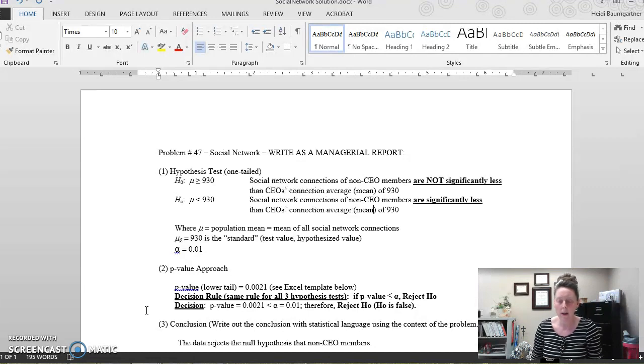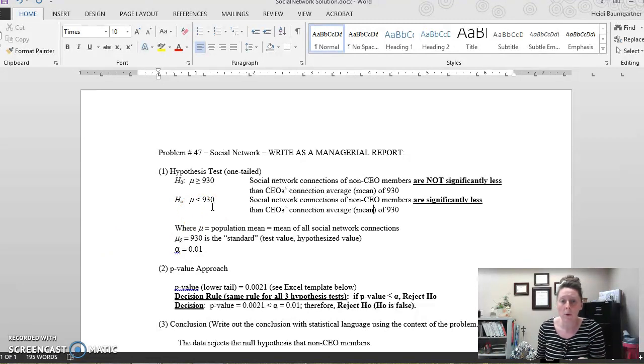So the research question here is stated: do other members have fewer connections than CEOs? The CEO average has 930 connections, and we're looking to find out what non-CEO members have. For me, it is easiest to start with the alternate hypothesis. In this case, HA is where mu is less than 930.